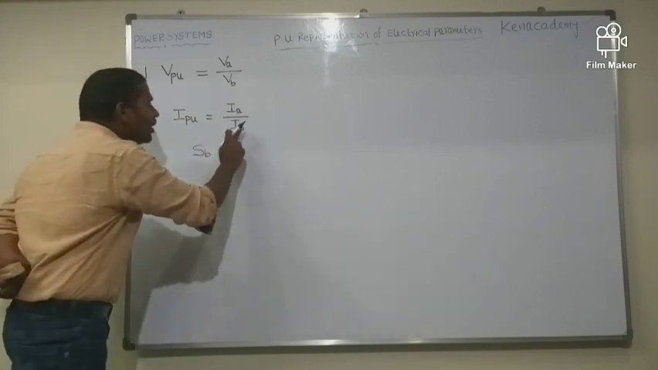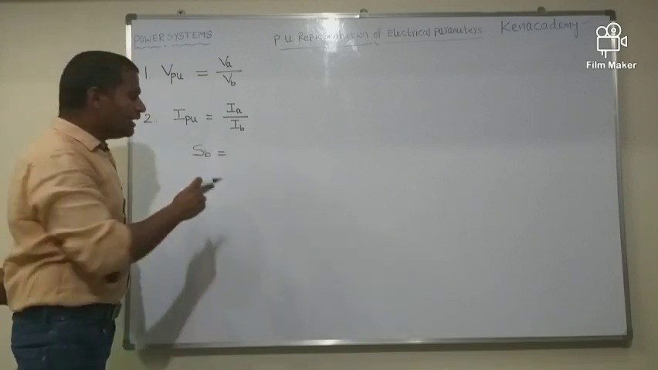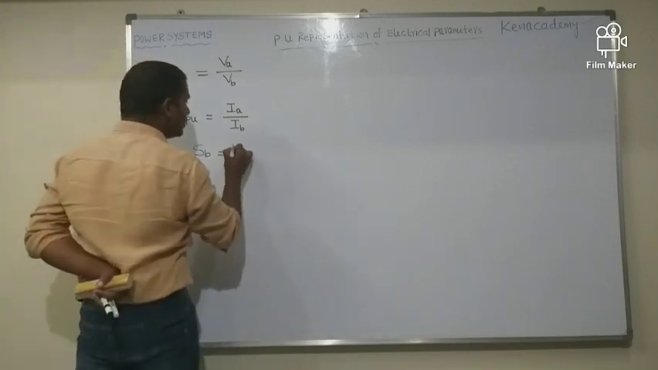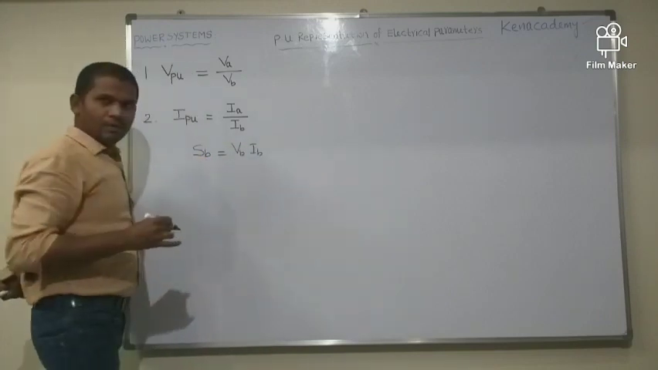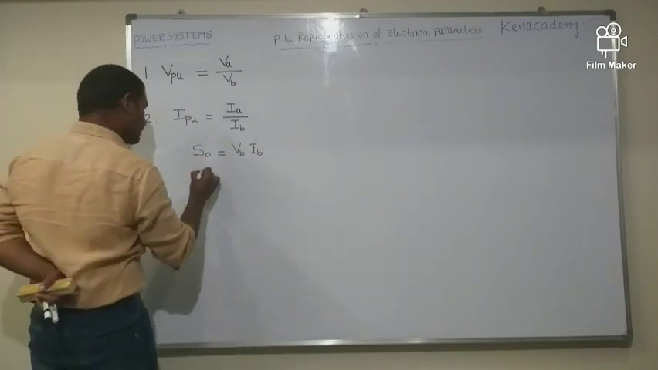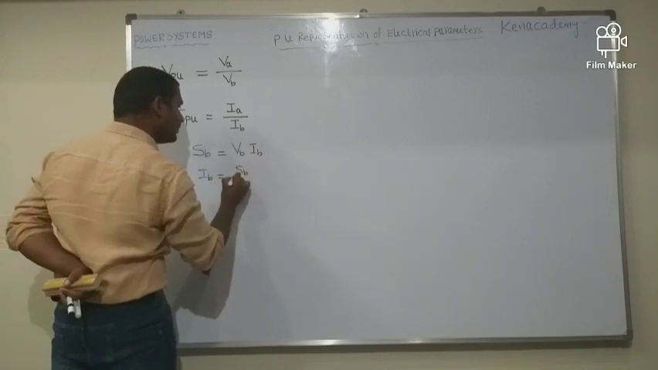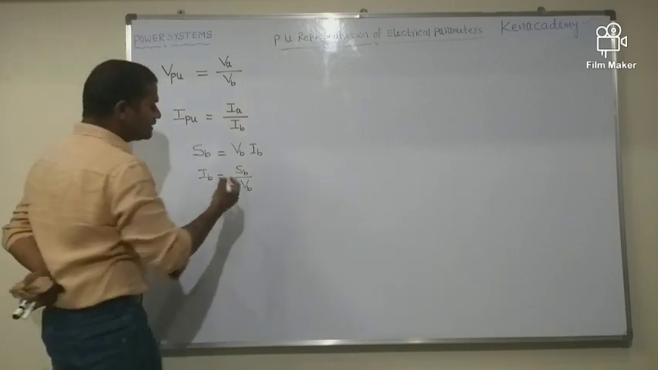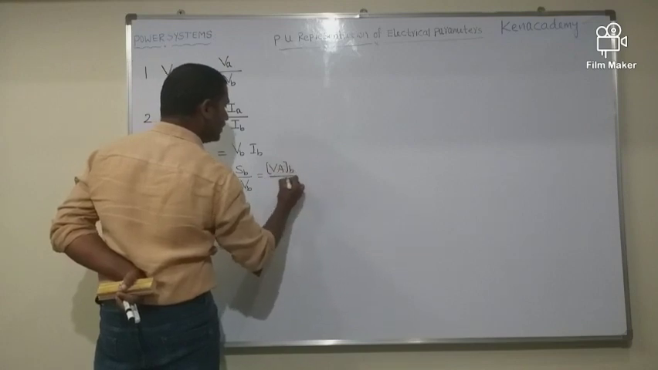But if you don't directly know I base, then go for the apparent power. What is the apparent power? S base equals voltage into current, V base into I base. But I want I base. What is I base, you tell me? I base equals S base by V base. This apparent power is in terms of volt ampere, so you write volt ampere base by V base.